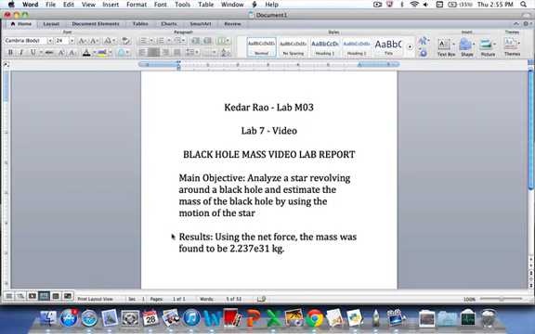The main objective of this lab was to analyze a star revolving around a black hole and estimate the mass of the black hole by using the motion of the star. The result was that the mass was found to be about 2.2 times 10 to the power of 31 kilograms.